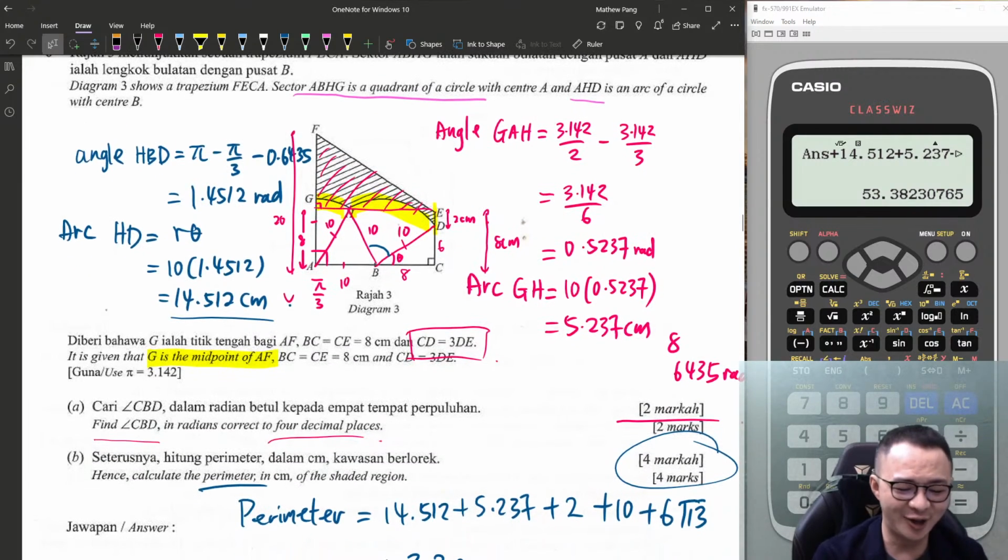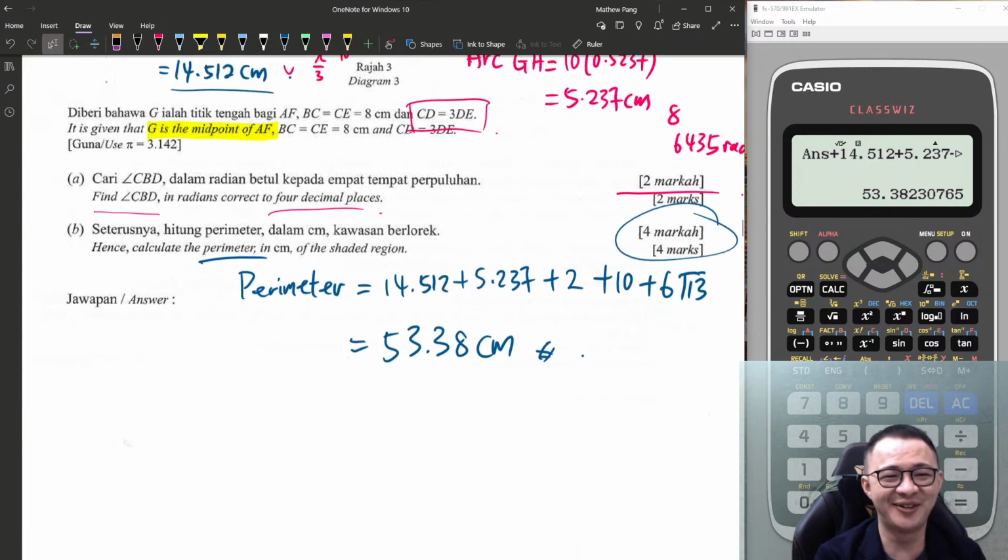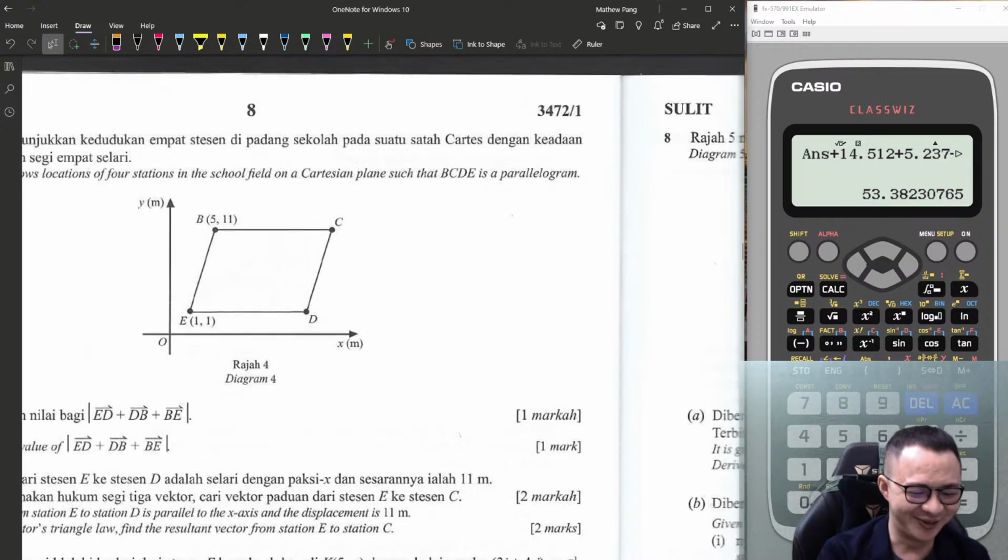Okay, so I hope you enjoyed this circular measure question. At least you learned something here. So this paper ruined my life. Not too bad.